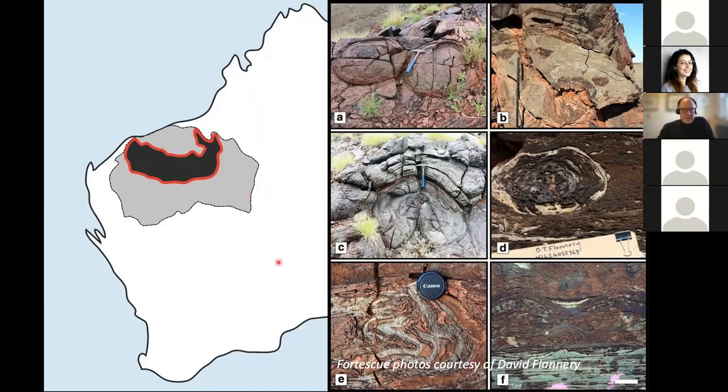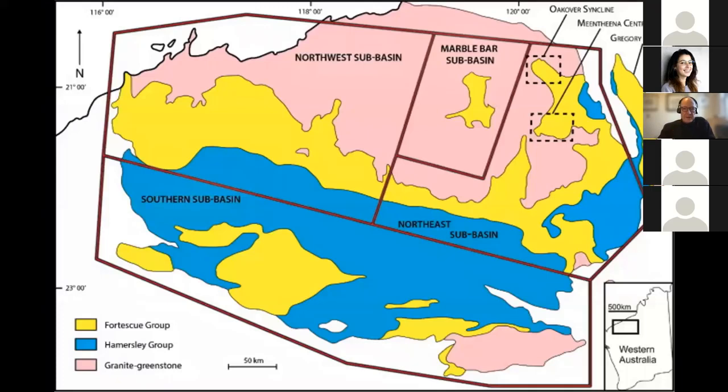So here we see Western Australia, the Pilbara here, and the Tumbiana Formation, Fortescue Formation. Here are some images of David Flannery, who's done quite a bit of work there. Some of them look like really beautiful stromatolites from the top, from the side. And so we're going to look a little bit at that.